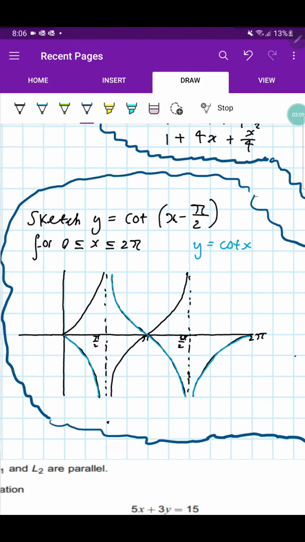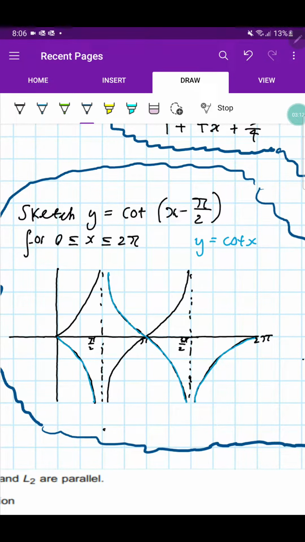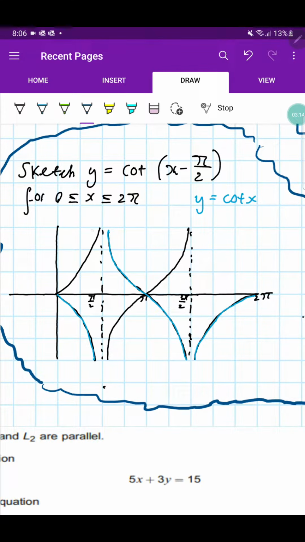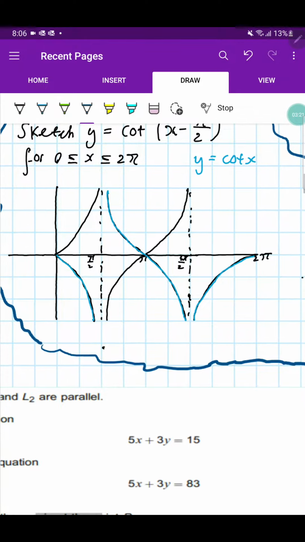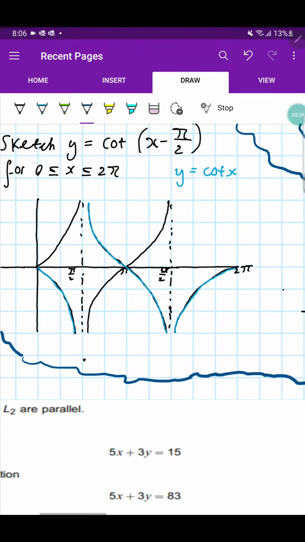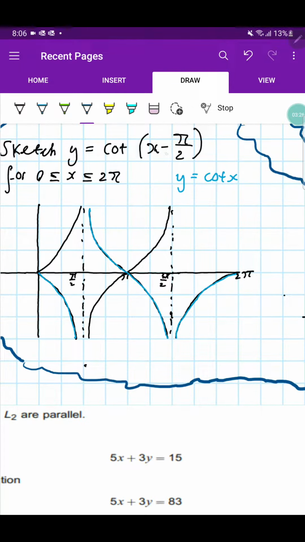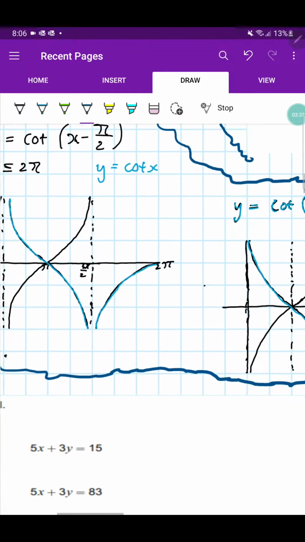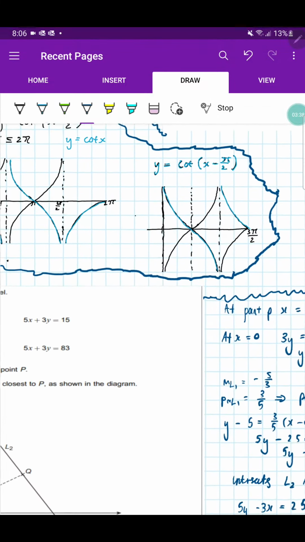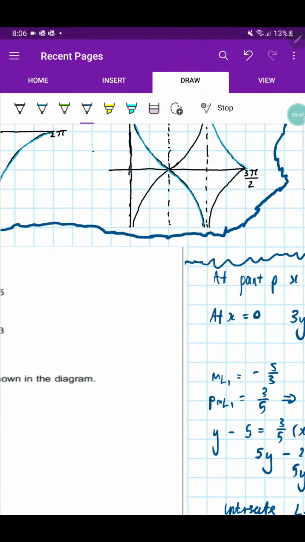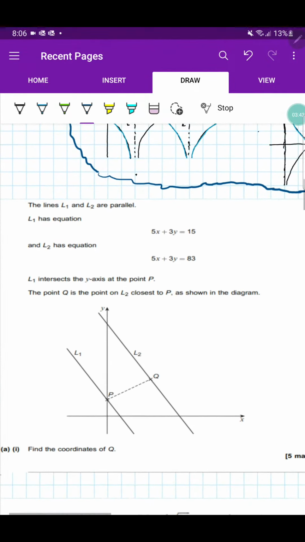Now with this question, we need to sketch y equals cos of x minus pi over 2. So if we draw the tan graph, we get the black line. And if we reflect it in the x-axis, we get the blue line, which is cot x. And we know that it's translated on the x-axis by the vector pi over 2, 0. So if we move it pi over 2 to the right, we get this graph, and it will be the blue graph, and that will be our answer for that.